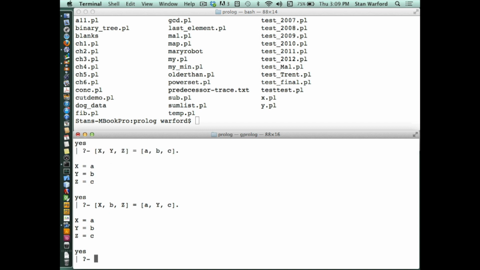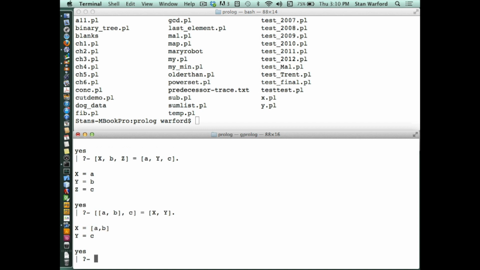We can have lists inside lists. So how about the list of the list [a,b], comma, c. Now what do you think about this? Match capital X, comma, capital Y. So what about this? X equals the list [a,b], and Y equals c, right.